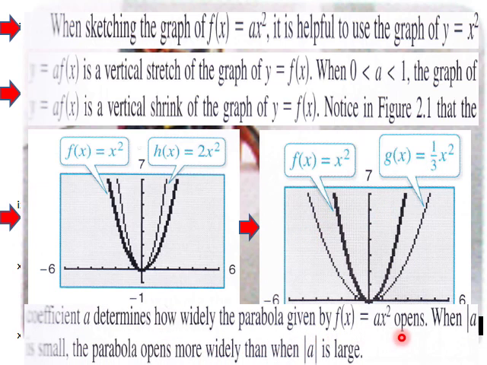And this explains it here. For f of x equals a x squared, a determines how widely the parabola opens. When a is small, the parabola opens more widely, it flattens out more than when a is large. So when a gets larger, like 5x squared, it would be really narrow.